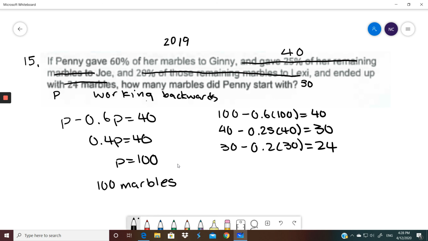So you know you're right because you can work from the answer that you got to the given number of marbles she had at the end, which is why this type of problem is so beautiful.